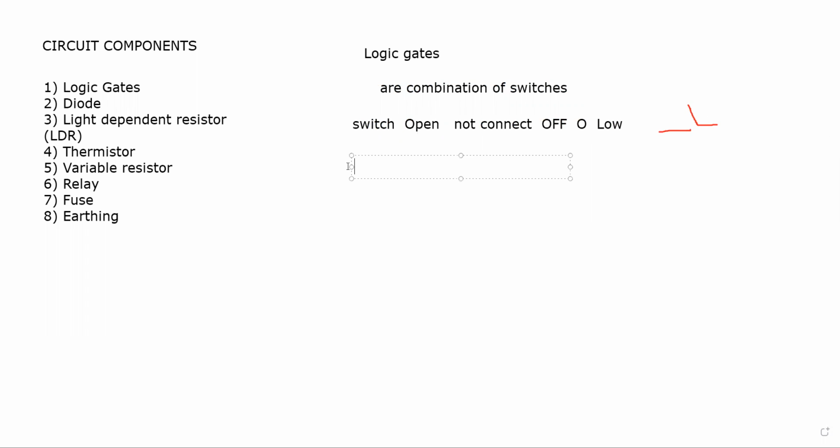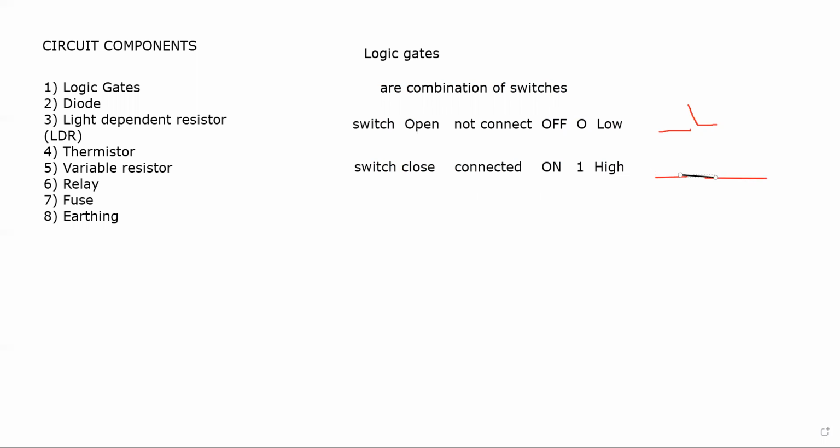Or a switch can be closed. When we say a switch is closed, what's the meaning of a closed switch? Closed switch means connected, or it is on, or it is one, or it is high. This is the second logic. So a switch can be open or closed. Open switch means not connected. Closed switch means it is connected.